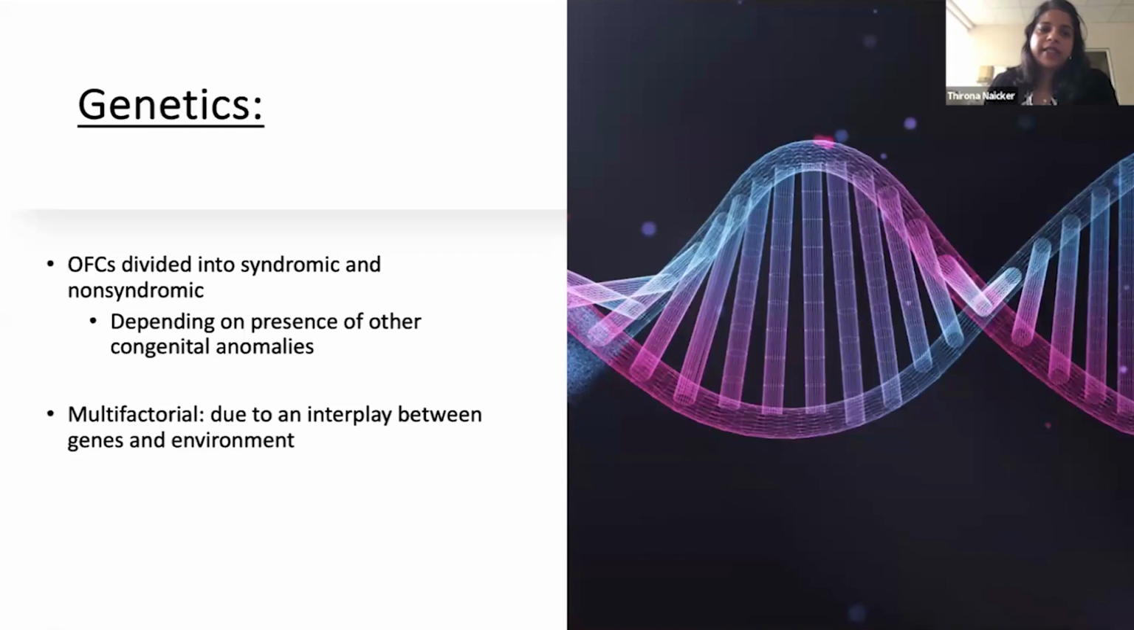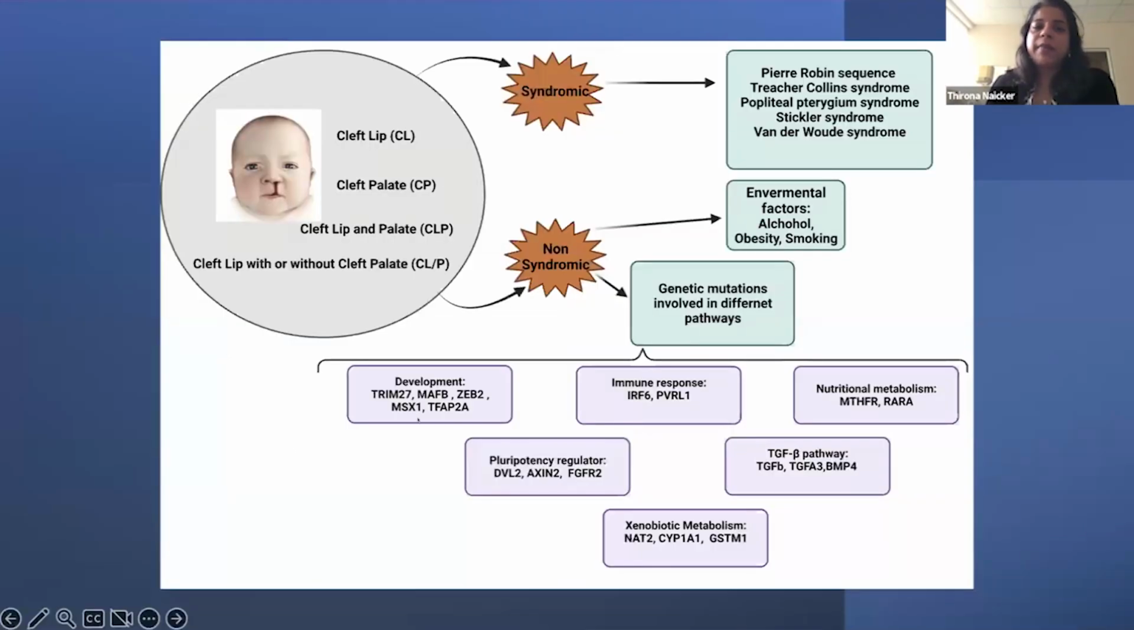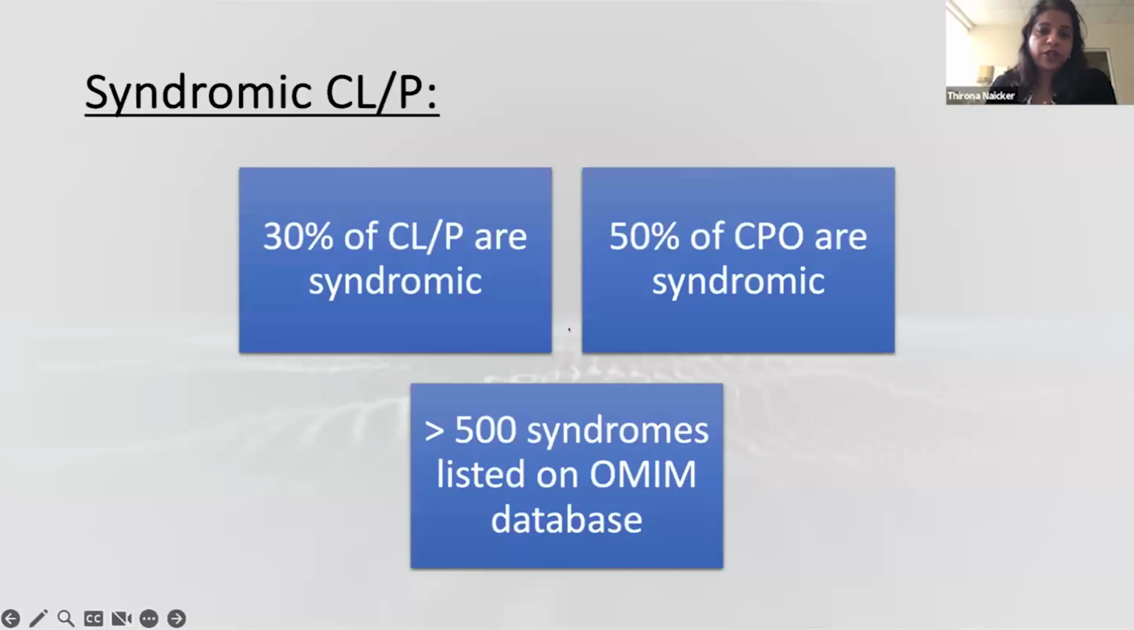In terms of the genetics, we say that orofacial clefts are divided into either syndromic or non-syndromic orofacial clefts, where non-syndromic means that this is the only birth problem in the patient, whereas in syndromic, there may be other congenital anomalies present, either in the heart or the kidneys or the brain. We say that orofacial clefts are multifactorial, due to an interplay between the genes and environment. What I mean by this is shown in this diagram, where in syndromes there may be a specific gene involved, and we're going to talk about that shortly in the next few slides. But in non-syndromic, there may be an interplay between some environmental factors and some gene factors to get the presentation of a cleft lip palate that's non-syndromic.